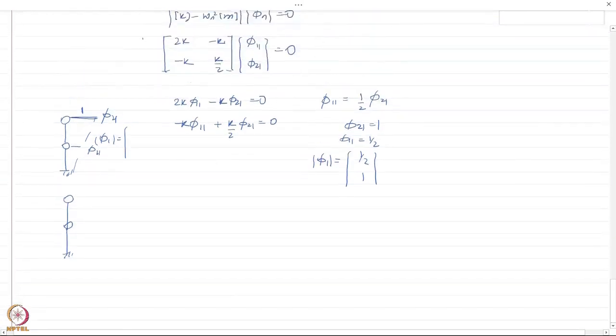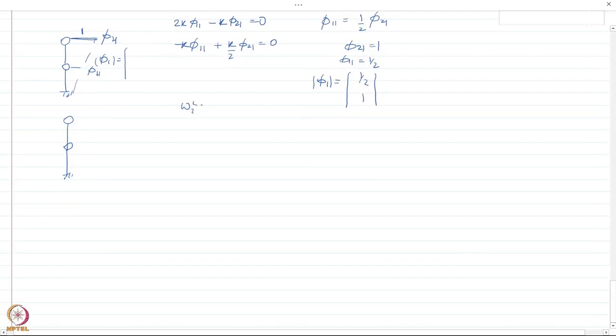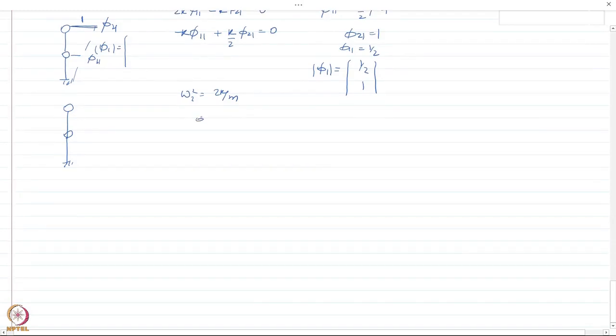Similarly, I can substitute omega 2 square equal to 2k by m, and we'll see I can get my second mode shape as minus 1 and 1. Again, in the second mode shape, we are normalizing with respect to the second coordinate. Remember, this one is phi 1 2, this one is phi 2 2, so first degree of freedom and second degree of freedom. So this is minus here, let us consider in this direction, and this is plus here, so this would look something like this. In both cases, I have normalized with respect to the top story modal coordinate.